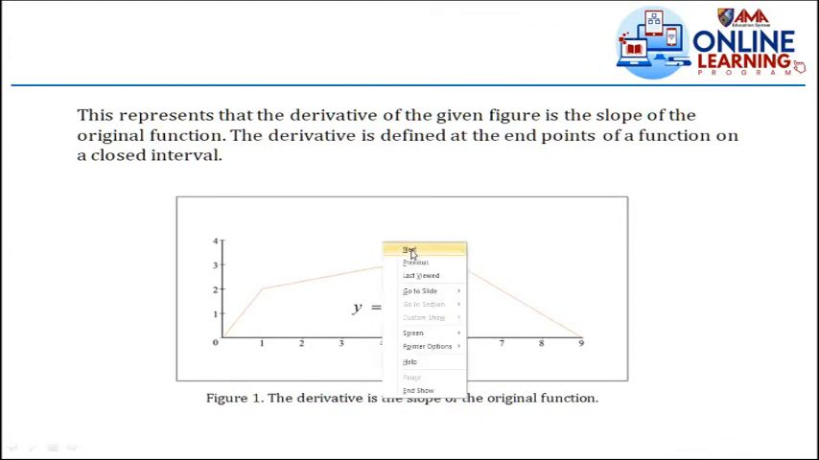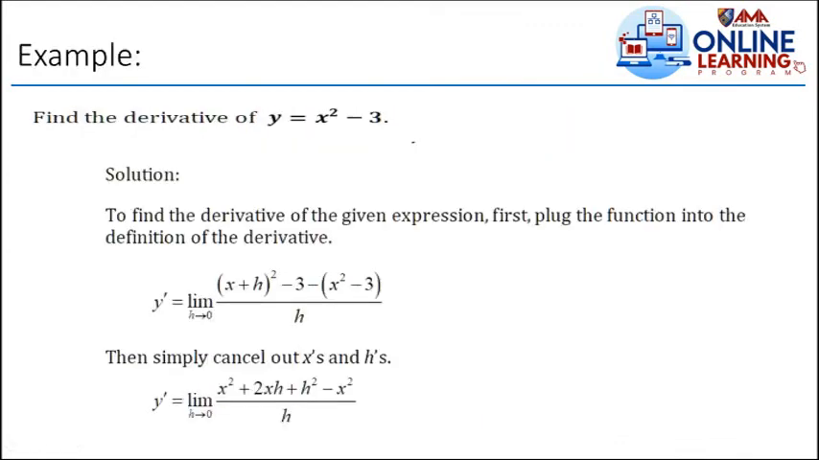Okay? So we have your example number 1. Find the derivative of y equals x squared minus 3. So this is now our solution. To find the derivative of the given expression, first, plug the function into the definition of the derivative. Okay? So y prime equals the limit of (x plus h) squared minus 3, minus (x squared minus 3), divided by h as h approaches 0.